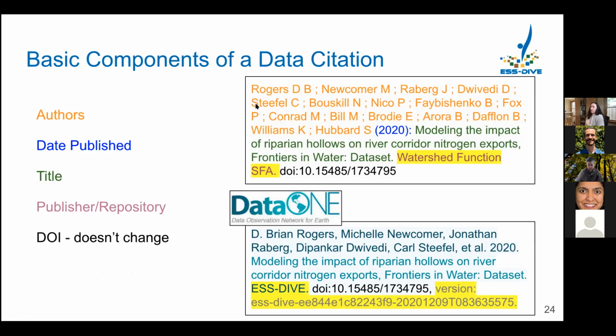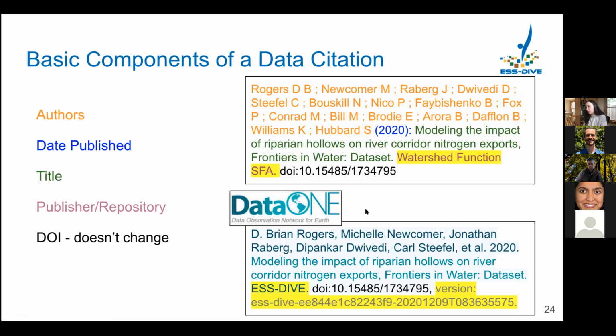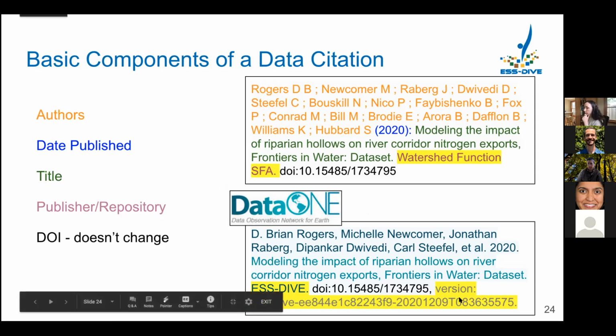So here are a couple other examples of a data citation. This is the ESS-DIVE citation again, with the authors and the date. In this case, you see that the publisher or repository is the project, which is the watershed function SFA. However, if you view this same data set on DataONE, the publisher will be set as the repository, which is ESS-DIVE. Just so you're aware of some of the variation that you might see in these. The DataONE citation also has a version number here. But again, the DOI doesn't change.